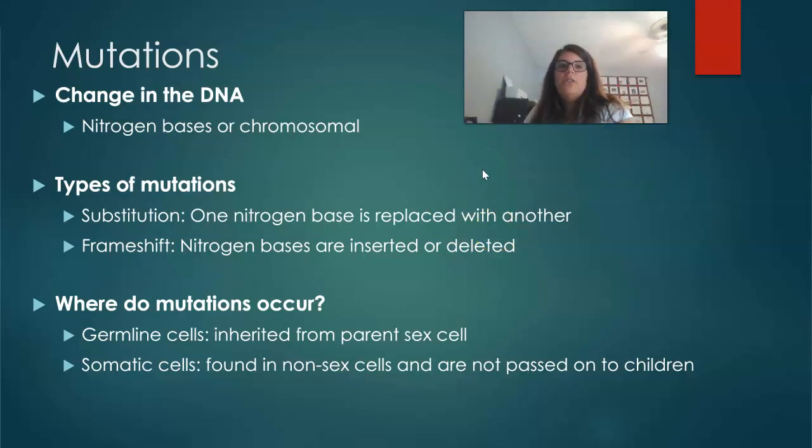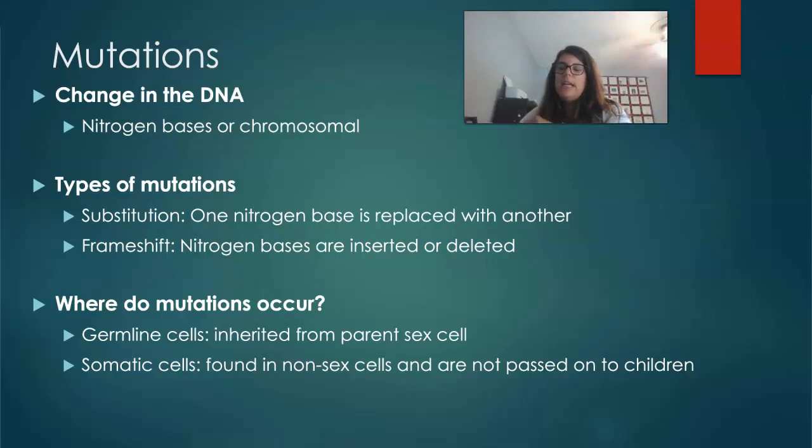So there are two kinds of mutations that can occur, in broad categories. One involves the nitrogen bases, so that's going to be the A's, the T's, the C's, the G's. Other mutations are called chromosomal mutations, which has to do with the process of meiosis, and we're going to talk about that in the next lab. But the types of mutations that involve nitrogen bases are two: substitution or frame shift. So a substitution mutation is when one nitrogen base is replaced with another.